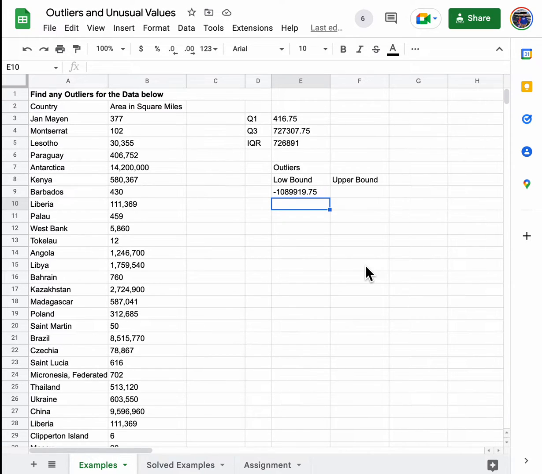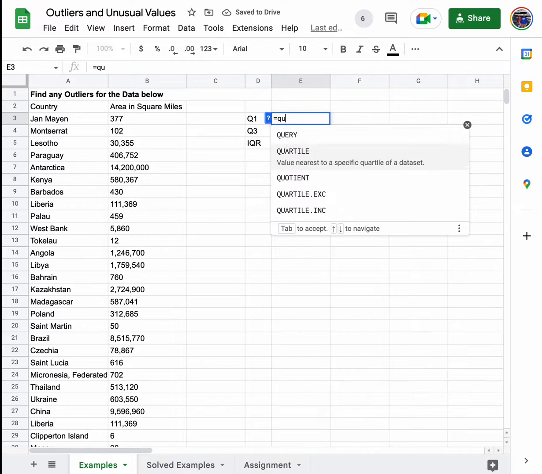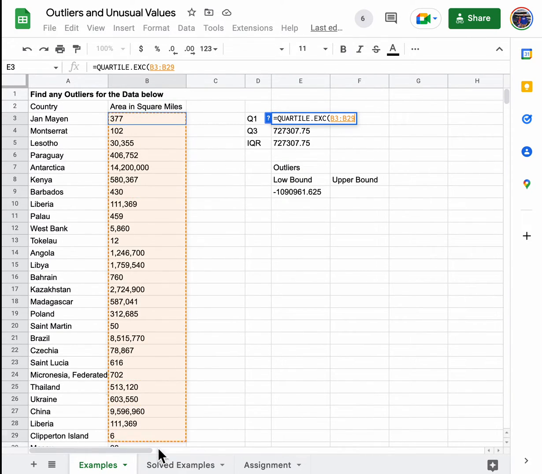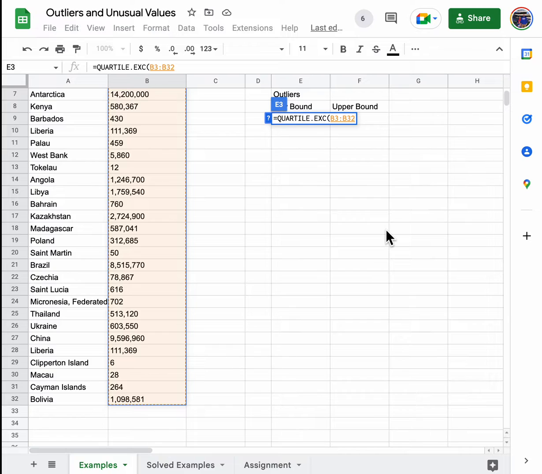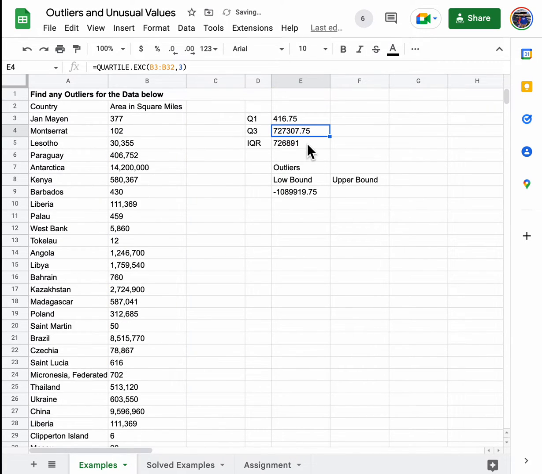For Q1, what did you do after that? How did the comma work to get this number itself? Okay, let me delete. So you're hitting equals quartile, selecting EXC. You grab that one, type in the data reference points, and then right after that, just hit comma on your keyboard, and then a 1. And that 1 corresponds to the fact that it is the first quartile.